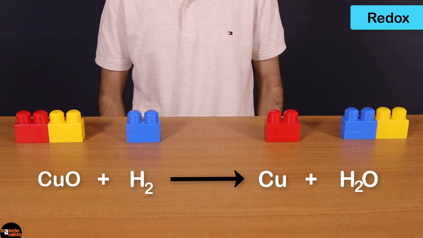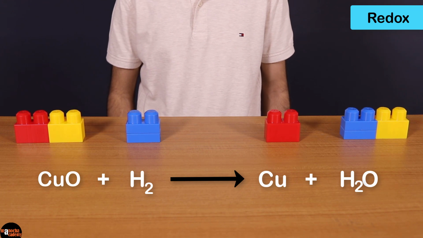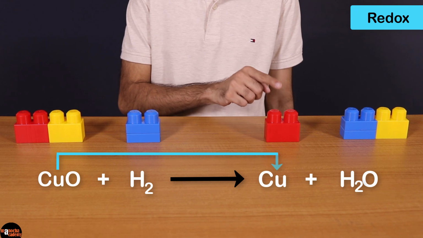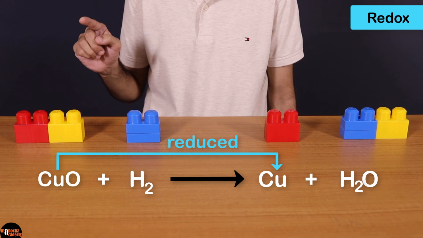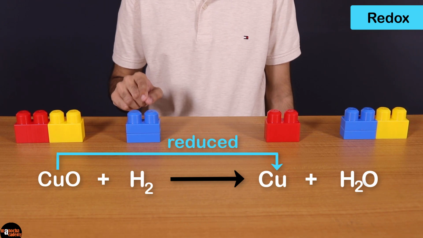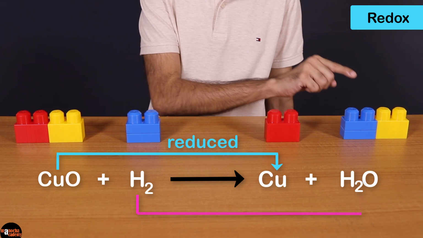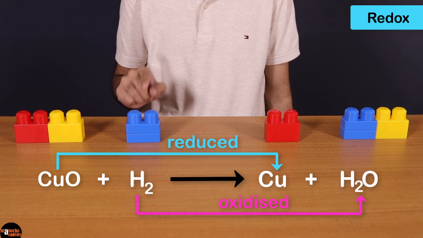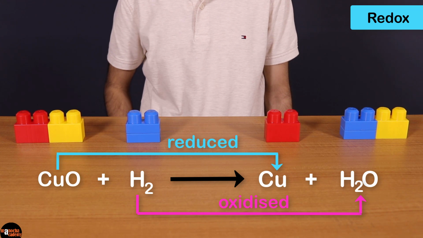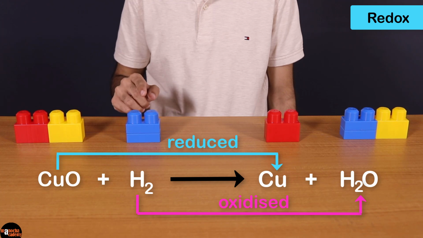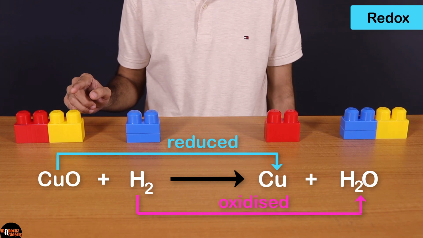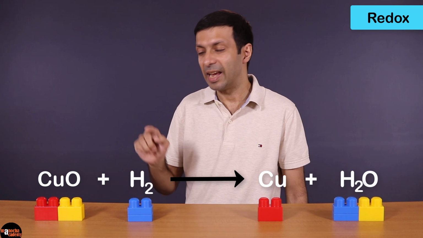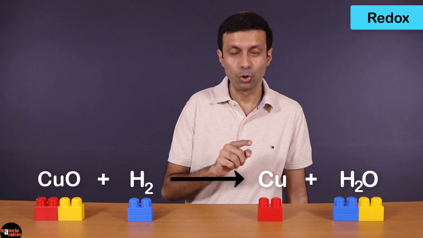Now let's take a look from the redox point of view. So if you look here, copper oxide is losing oxygen and becoming copper. So copper oxide is getting reduced here. And hydrogen is gaining oxygen and becoming water. So hydrogen is getting oxidized in this reaction. And remember, always the reactants get oxidized or reduced, not the products. In this reaction, hydrogen is helping copper oxide to get reduced to copper.